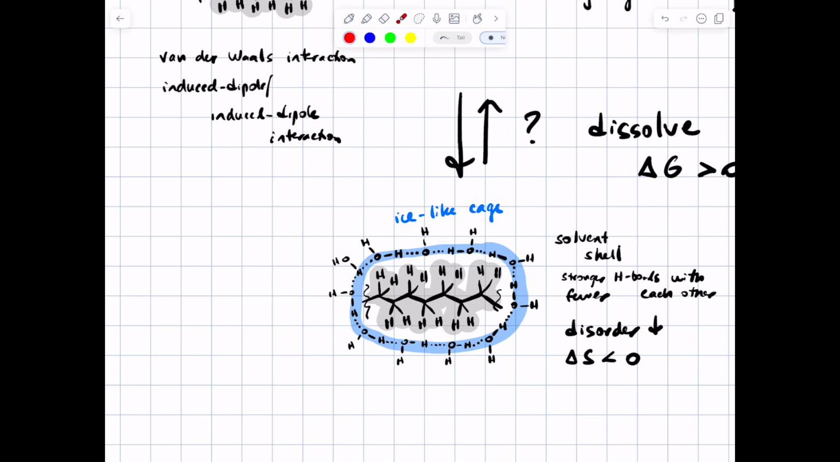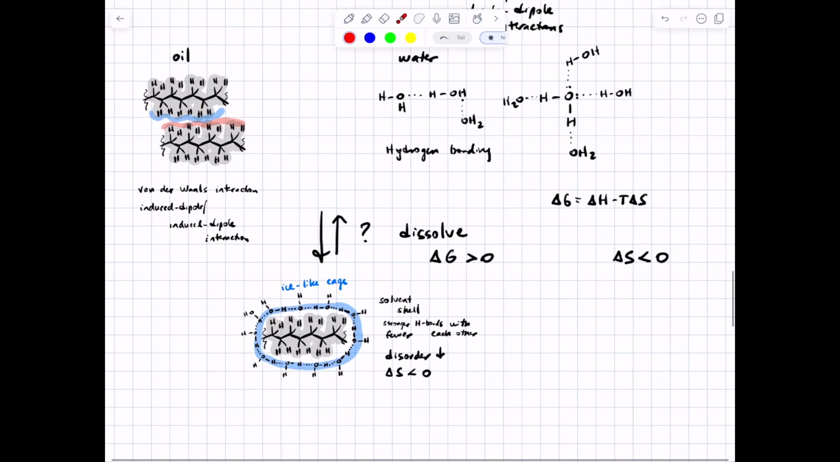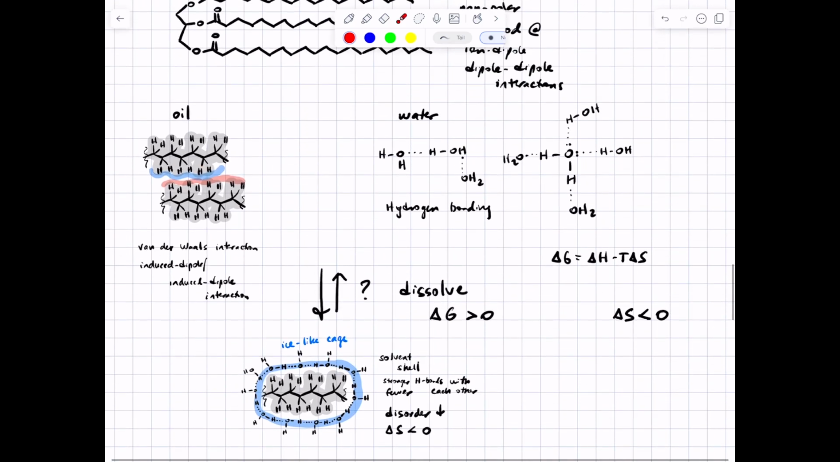Yes? So I understand that it holds it tighter, which decreases the disorder. But when you have fewer hydrogen bonds, wouldn't that increase the disorder? Don't you want things bonded more? That's a great question. Does more hydrogen bonds lead to a decrease in order?